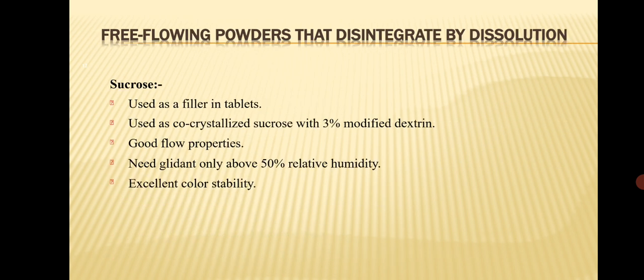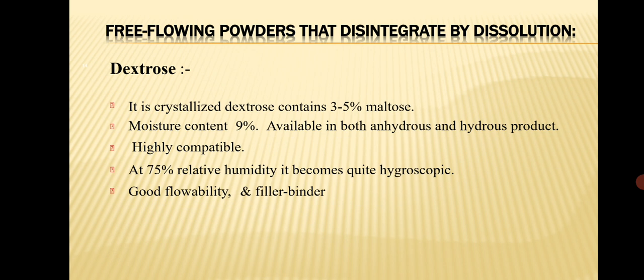Sucrose. Sucrose is used as a filler in tablets. It is also used as co-crystallized sucrose with 3% modified dextrin. It has good flow property. It needs a glidant only above 50% relative humidity. It accelerates color instability.